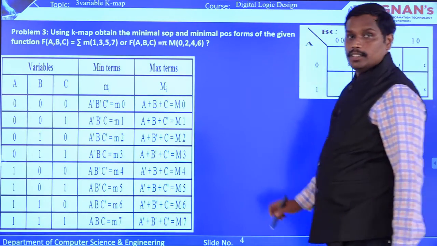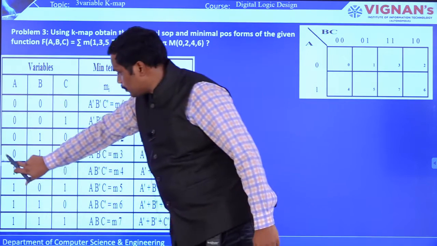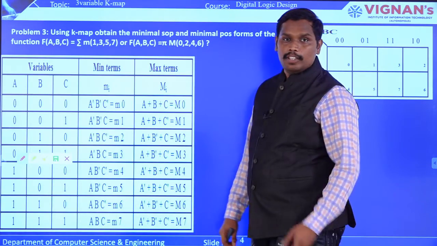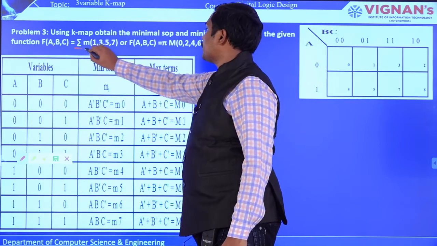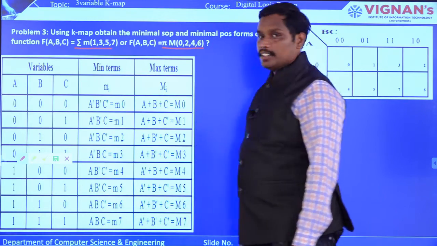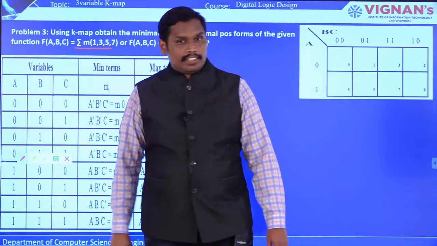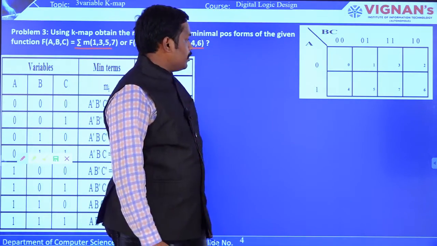Next, you can see here the question is given in such a way that both min terms and max terms are given in the expression. So he is asking you to solve the POS as well as SOP form, sum of products as product of sums. So here it is min terms and here it is max terms. So in the given Karnaugh map, which is of 3 variables A, B, C, you are going to construct a SOP as well as POS form.